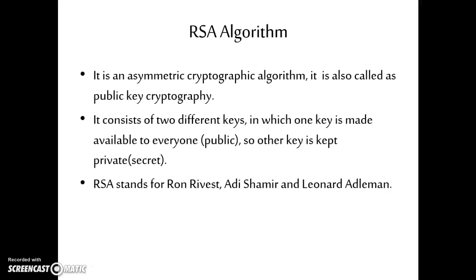Now coming to RSA algorithm. What is RSA? RSA is Rivest-Shamir and Adleman algorithm, which is named after the inventors of this algorithm. It's a public key cryptography. That means it is an asymmetric cryptographic algorithm. It contains two keys, one public key visible to every node and the private key which is kept secret with the node itself. The private key helps in decrypting the message and the public key helps in encrypting the message.